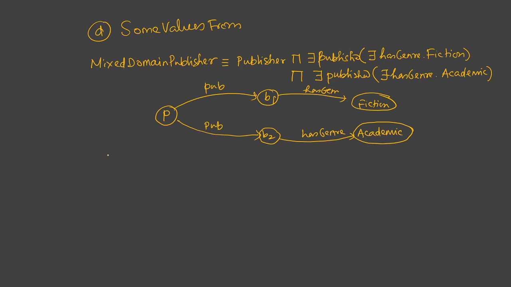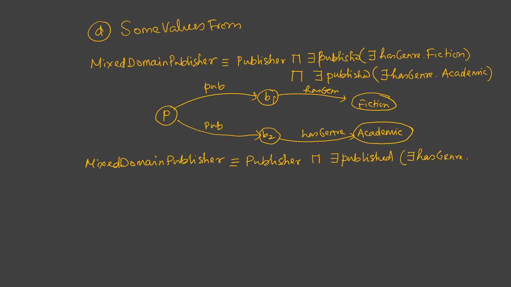The other case is, say, let us have this mixed domain publisher to be equivalent to publisher and has published, and it has published, and again it will be having has genre to be the intersection of has genre fiction and intersection of has genre academic. So this is a kind of revised definition.